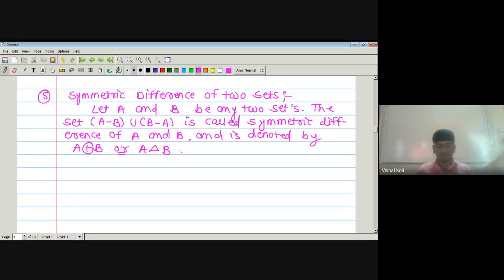Suppose we have two sets A and B, then the symmetric difference of these two sets is nothing but A minus B union B minus A. That is, the difference of two sets A and B union the difference B minus A. That is, the symmetric difference of A and B is A minus B union B minus A.